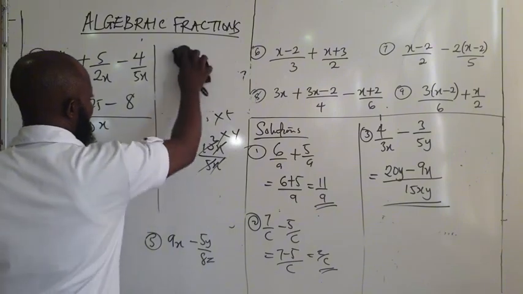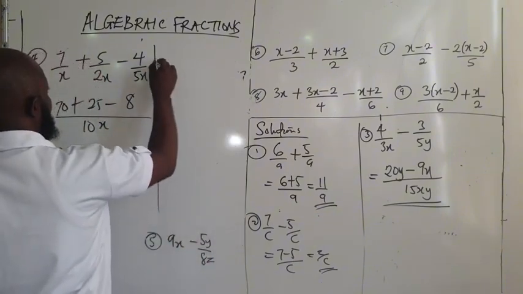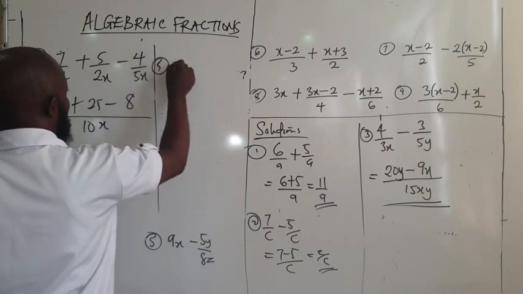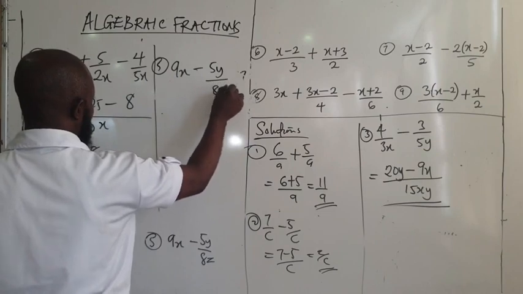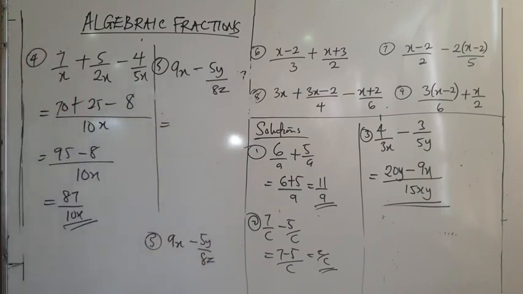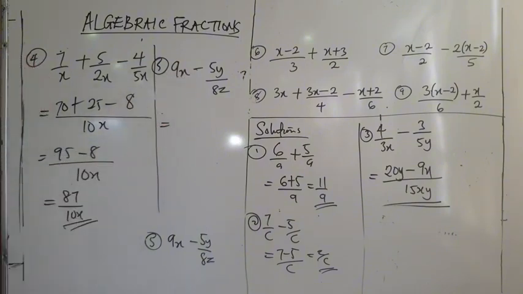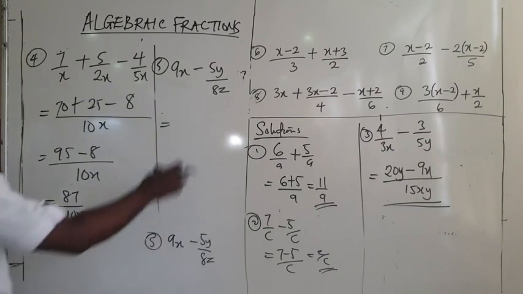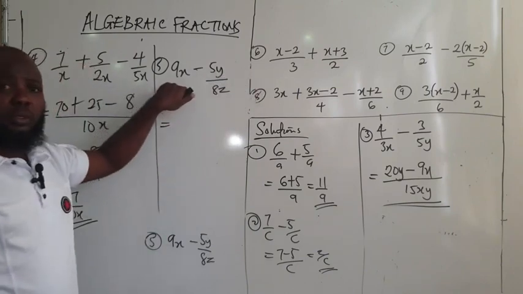Question number 5, let's do it here. We have 9x minus 5y divided by what? So in this case, if you look at the question, this is a 10 without a fraction. When you see this type of question, what you're expected to do is make it a fraction.